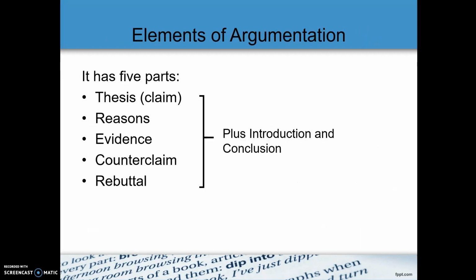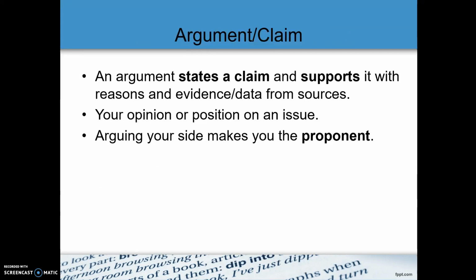Now, there are 5 elements of argumentation, and these elements are thesis, or else we call it claim, or we can also call it argument, followed by reasons, evidence, counterclaim, and rebuttal. So not to forget, when you have all these 5 elements, you also should have an introduction and conclusion in an argumentative essay.